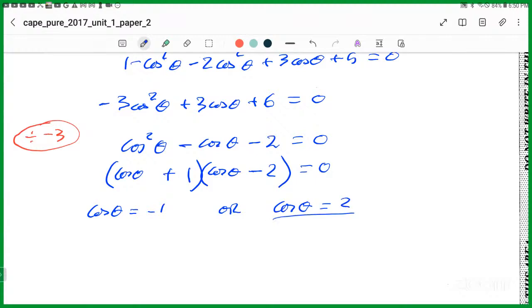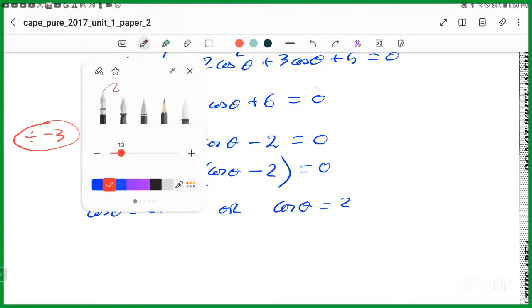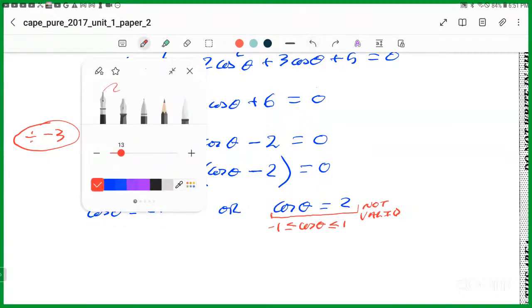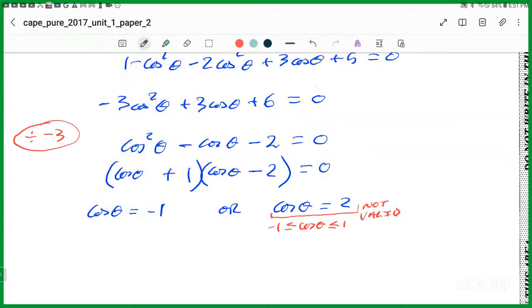But this is not valid. Cos cannot be outside negative 1 or positive 1. Right? Cos theta has to be less than or equal to 1, greater than or equal to negative 1. So this is not valid. Same thing for sine. Sine also has to be in that range. It's not going to produce any value. So you're really only solving this one.